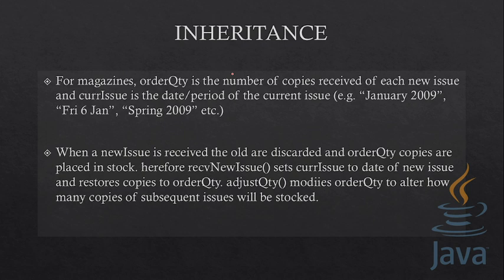So for magazine, order quantity. This is the number of copies received of each new issue, and the current issue attribute is the date or period of the current issue. Okay. So here, when a new issue is received, the old issue is replaced or discarded, and the order quantity copies are placed in stock. So therefore, the receive new issue method sets the current issue to the date of the new issue and restores copies to order quantity. So adjust quantity modifies the order quantity to alter how many copies of subsequent issues will be stocked.